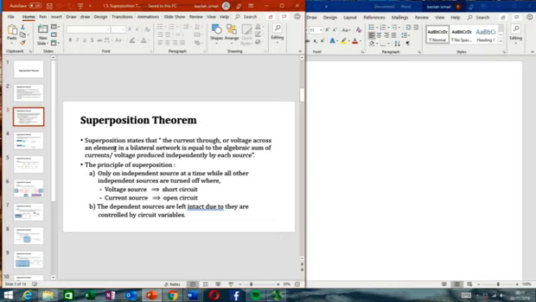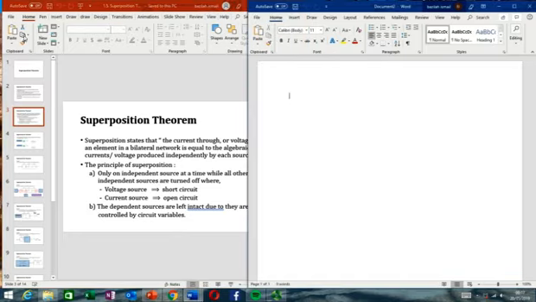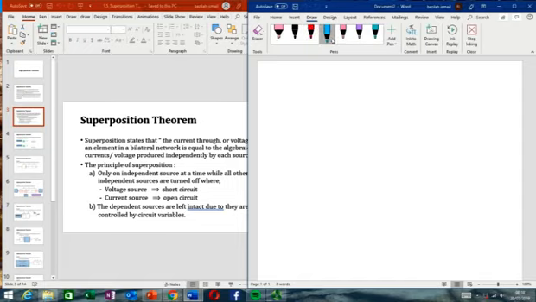Okay, so the principle of superposition is to work on one independent source at a time, while all the other independent sources are set to 0. So if, let's say, we have a voltage source and we set V to 0, so this one will be a short circuit.